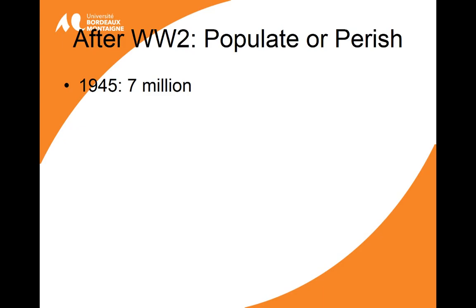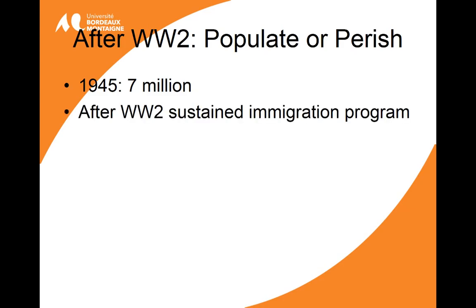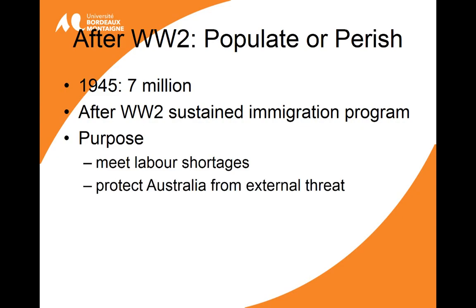And the Australians realized that they couldn't rely on the British to help them, that they had to find their own solution. So, after World War II, the Australian government developed a sustained immigration program. Its purpose was first to meet labour shortages, to protect Australia from external threat, and to create prosperity.